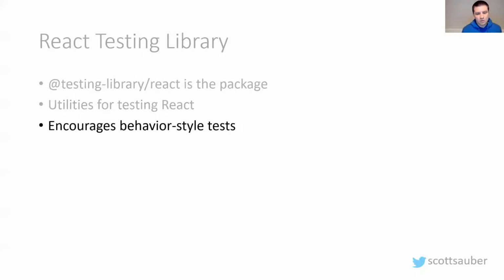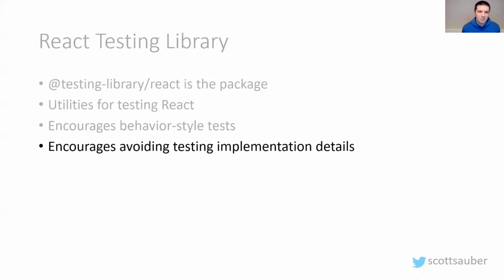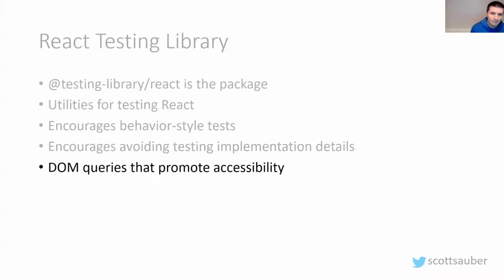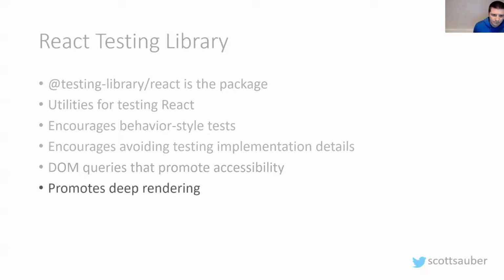And they encourage behavior style tests. So React Testing Library tries to avoid testing implementation details as much as possible, and instead focuses on the behavior and not so much the structure of your code or how you implemented that behavior. React Testing Library gives you some ability to query the in-memory DOM, and some of those queries promote accessibility. So you can make sure that a label is wired up to an input correctly. That way a screen reader knows what that input is for. And we'll take a look at that here in a second.